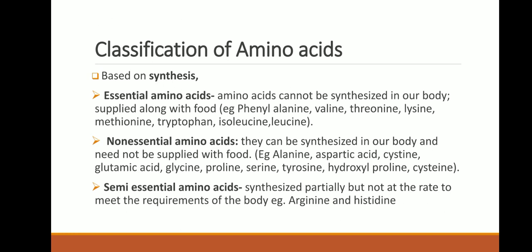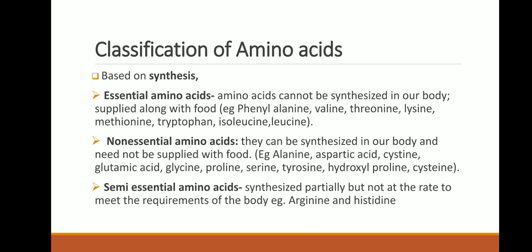And the next classification. So based on the synthesis, okay, how these amino acids are synthesized. Based on that, we are dividing these amino acids into 3 types: essential amino acids, non-essential amino acids, and semi-essential amino acids. Some amino acids cannot be synthesized in our body. So these are to be supplied along with the food for proper growth and development. These type of amino acids are known as essential amino acids.